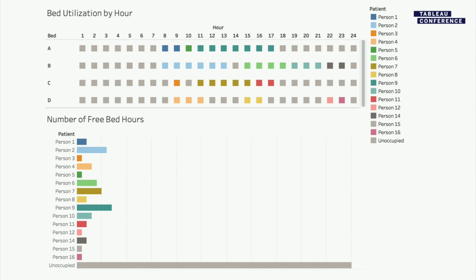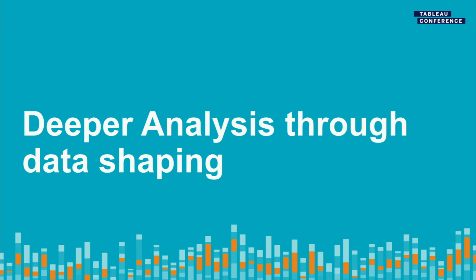And I reframe the question to say, I want to look at bed utilization by hour. And so I can say these gray squares represent when that bed is unoccupied. And at the bottom, I can say, here's how many total bed hours they're unoccupied. So same data set, some reshaping, and now I can answer a question I earlier didn't think I could. So that's why we say it's deeper analysis through data shaping.